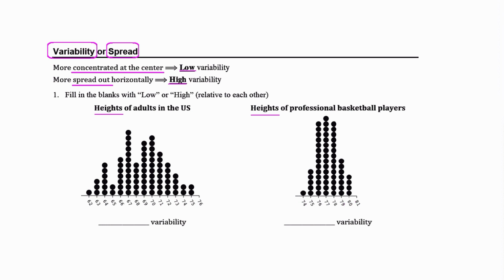And therefore we see that all adults in the US, we have more spread out. And among professional basketball players, we see heights that are more concentrated at the center. Therefore, we would say there is low variability among professional basketball players, and there is relatively high variability among all adults in the US.